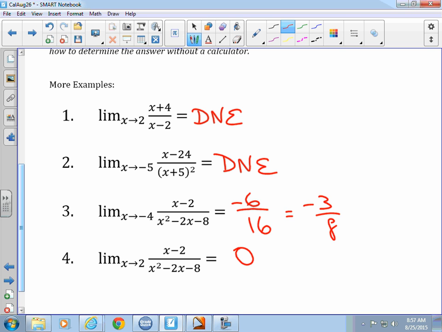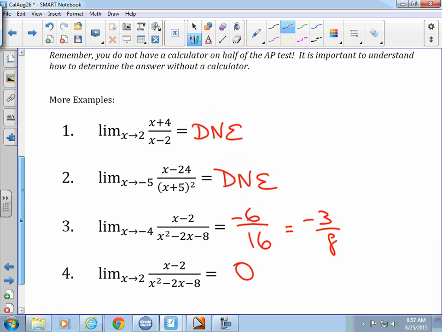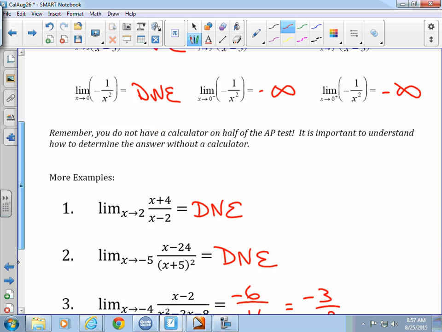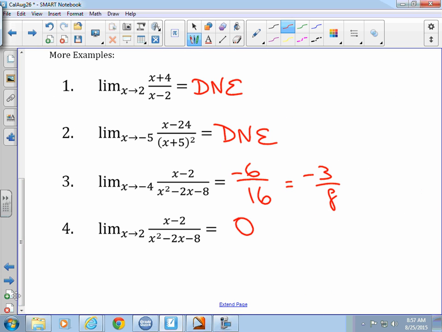Any questions about those? Double-sided vertical asymptotes are easy. So you get a number over 0, you say it does not exist. Single-sided vertical asymptotes, you just have to think about whether the answer is positive or negative infinity. Are there any questions?